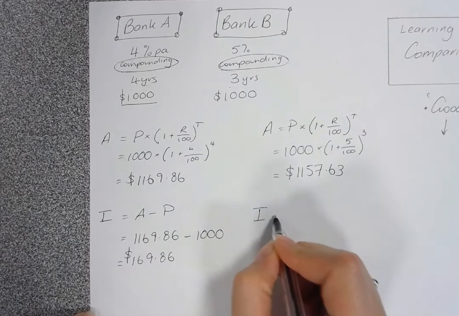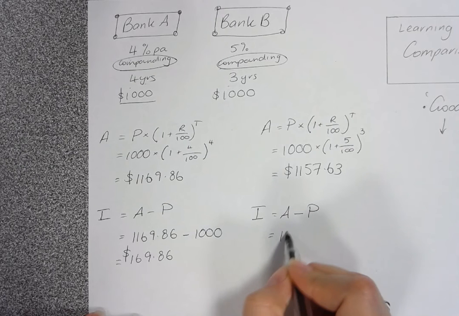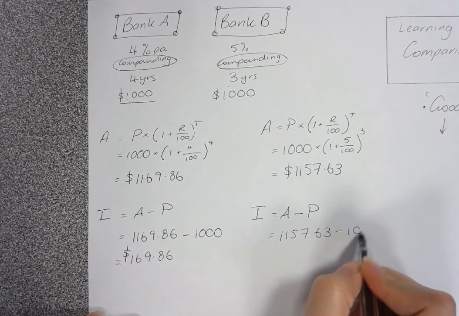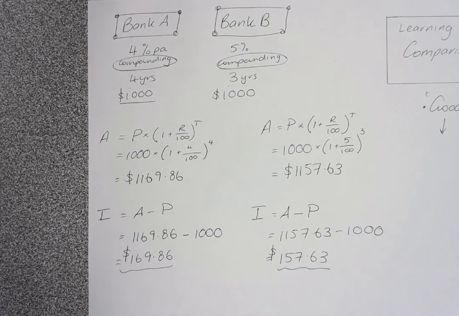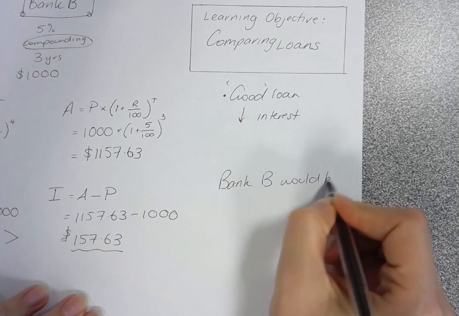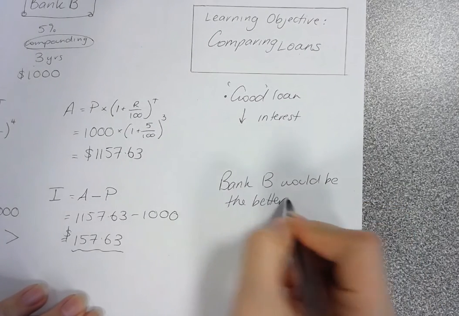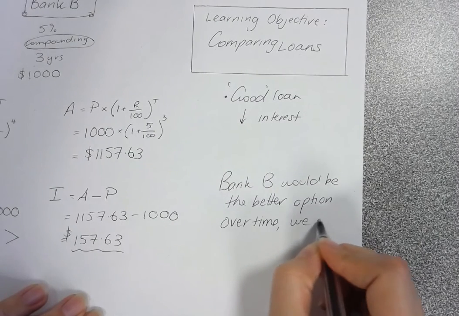So that means our interest is our total, take away our principal that we started with and borrowed from the bank. That means 1157.63. Take away our $1,000. Nice and easy one. We are left with this amount of money. So this versus this. Now Bank A had interest of $169, which is greater than the interest over here. So we would make a statement saying that Bank B would be the better option, because over time we pay less interest.